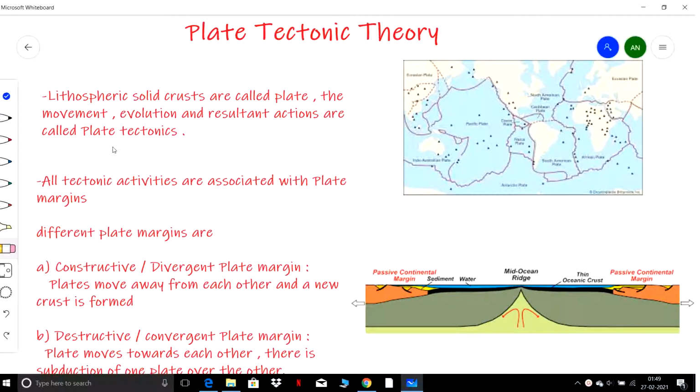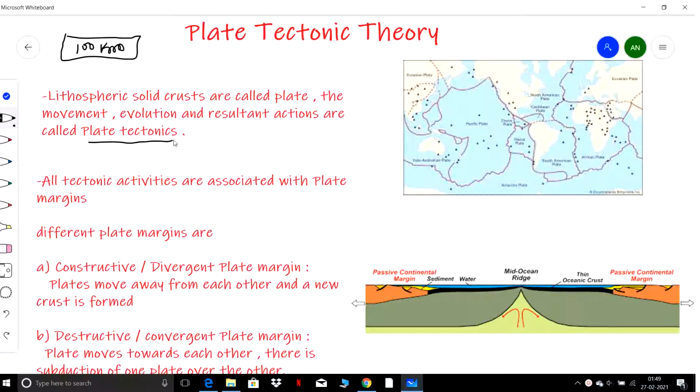Hi, welcome everyone. In this part of the video, let's discuss plate tectonic theory. According to this theory, the lithospheric solid crust is called plates. The lithospheric crust up to 100 kilometers depth is called plates. When these plates move, they collide and bring certain changes in the earth. That is called plate tectonics.